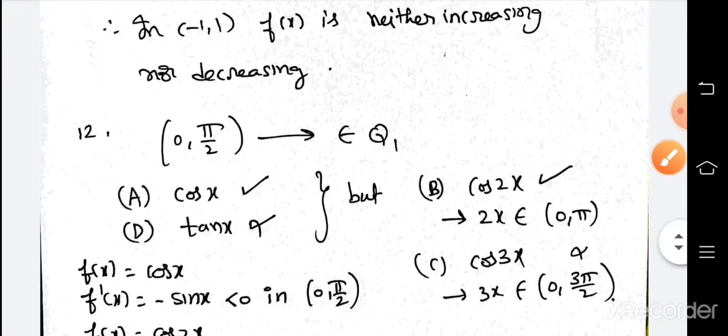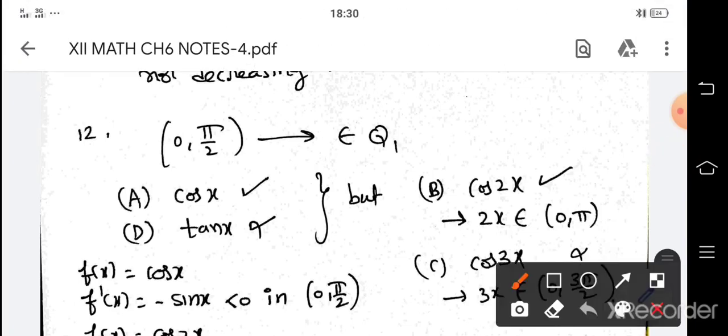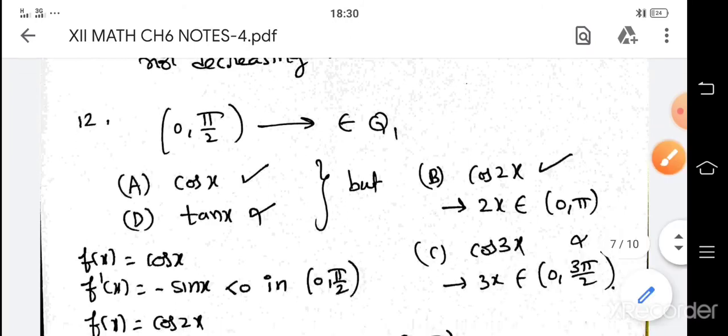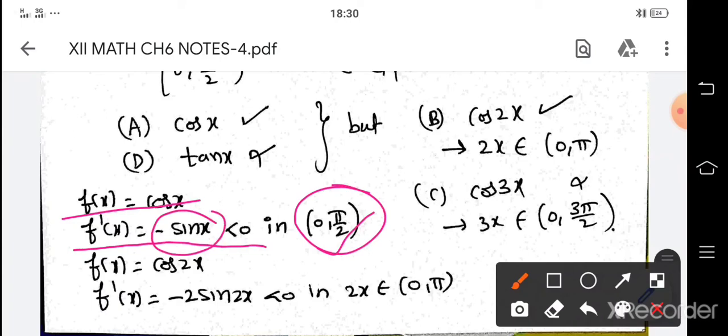So next question, the 12th question. Which of the following functions are strictly decreasing on 0 comma pi by 2? Cos x, cos 2x, like that they have given. Now take cos x first. The first option is f of x is equal to cos x. Then what is f dash of x? Minus sin x, which is less than 0 in 0 comma pi by 2. Because in the first quadrant sin is positive, but we have minus sin x here, so it is negative. So cos x is decreasing in the first quadrant.